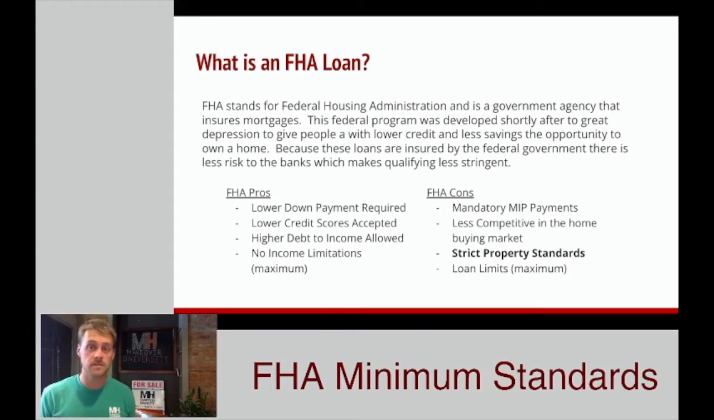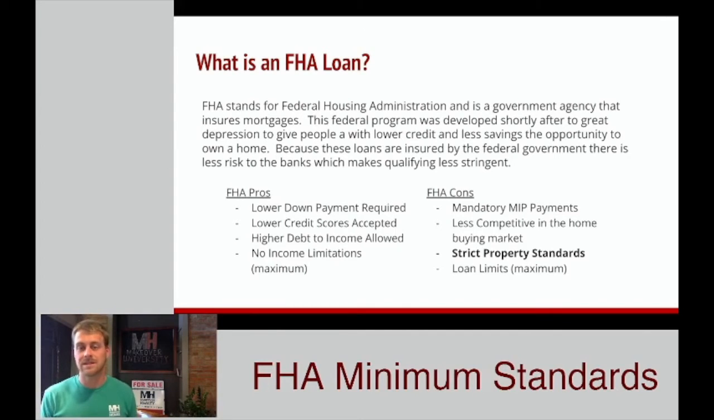A few of the pros on the FHA loan: you don't need as much money down in most cases in order to purchase your home. They typically accept a much lower credit score, and they will also allow a higher debt to income ratio. So this is how much money you're borrowing versus how much money you're bringing in. The cons to this are there's a mandatory MIP, or mortgage insurance payment, so it's going to add a little bit of cost to your loan.